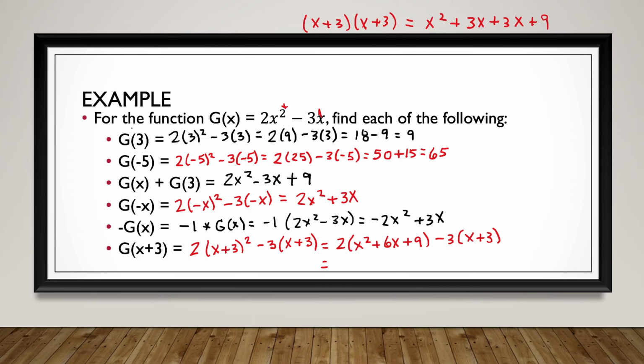So my next step will be to distribute the 2 and the negative 3 through those parentheses. So I've got 2x squared plus 12x plus 18 minus 3x minus 9. And then we'll do what we can in terms of combining like terms. So there's not much I can do for the squared term, but I have a 12x and a negative 3x. That's going to make a positive 9x. And then I have an 18 and a negative 9, which will make a positive 9. So our final answer will be 2x squared plus 9x plus 9.